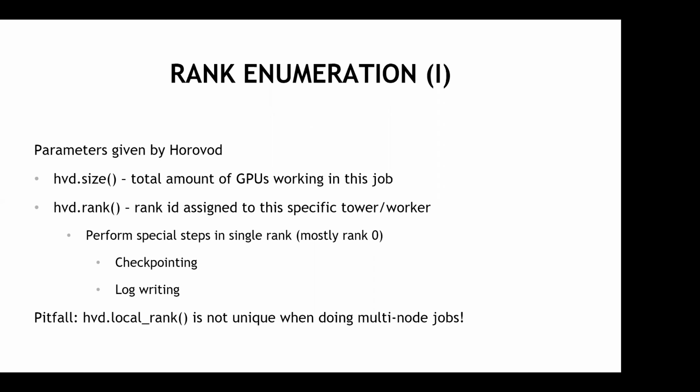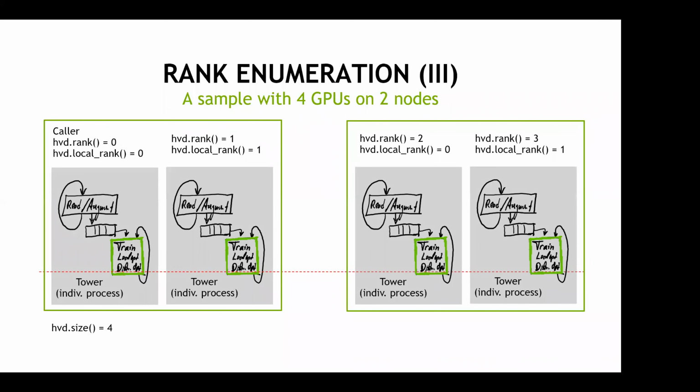Now there's a little pitfall. There's a local rank, and this is not unique when you do multi-node jobs. So think about, you have two systems, each has 8 GPUs. Then the local rank on the first system goes from 0 to 7. The local rank on the second system goes from 0 to 7, but the rank goes from 0 to 15 in total. That is introduced because sometimes you want to do special housekeeping on a per system basis, and this is the reason why this one is there.